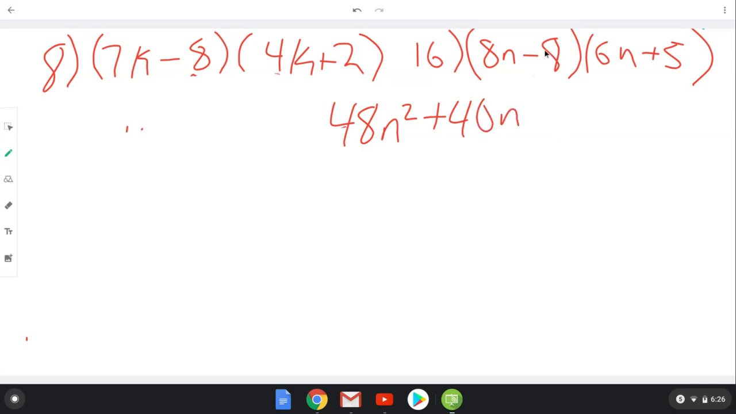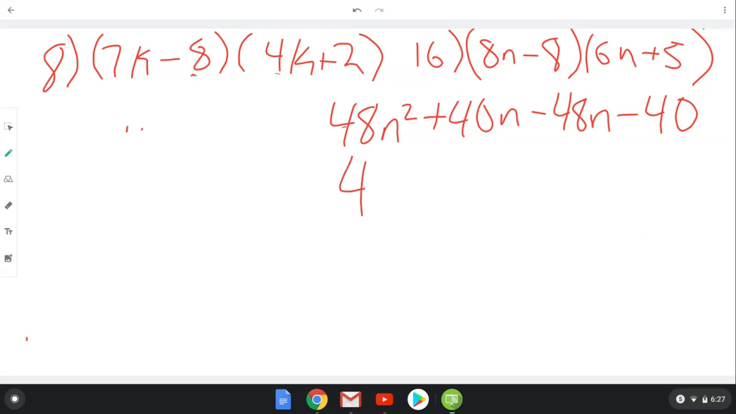And then I have negative 8 times 6n. So negative 8 times 6 is negative 48. And I just have the n hanging on there. And then I have negative 8 times 5, so I have negative 40. So now I just combine like terms and I'm done.